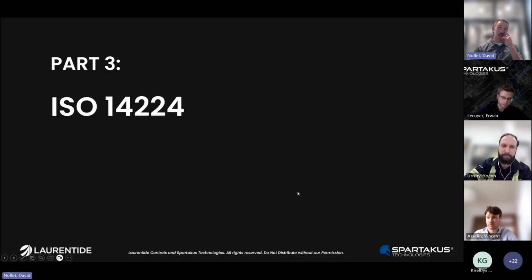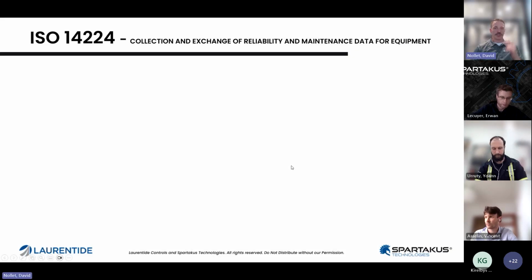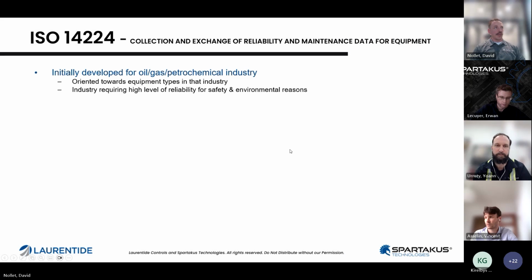So let's look at this standard, ISO 14224. This is a standard that was initially developed for the oil, gas, petrochemical industry. And if you read this standard, you'll find that it is very much geared for that industry. However, there's a lot of parallels that you can draw to whatever industry you might be in.